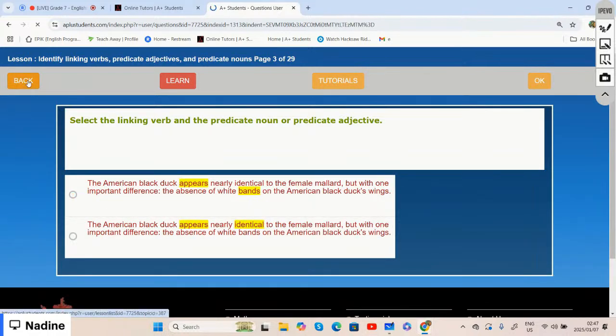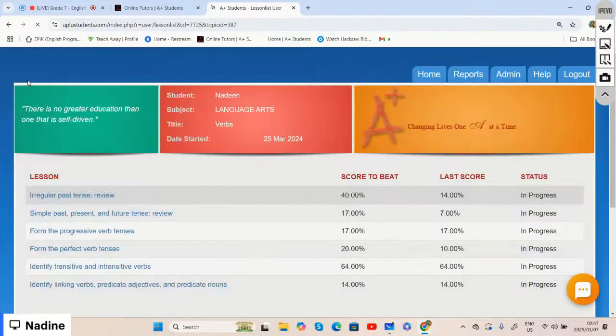All right, so this is the end of our verbs. We said we have verbs that are either transitive or intransitive. We have linking verbs, predicate nouns, and prepositional phrases. All right, so this is the end of our lesson.